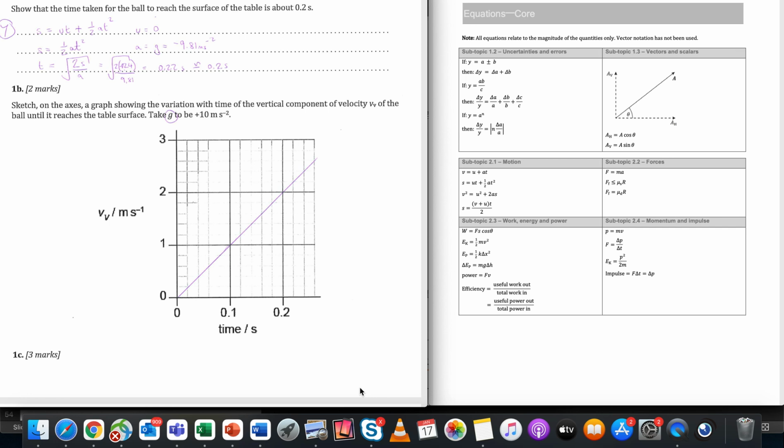Okay, so we've got a mark here of the 2 for a straight line, and the other one for it being a straight line with gradient 10.